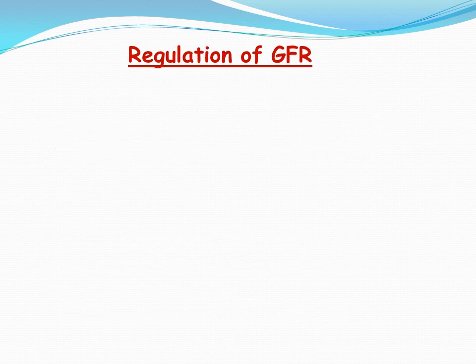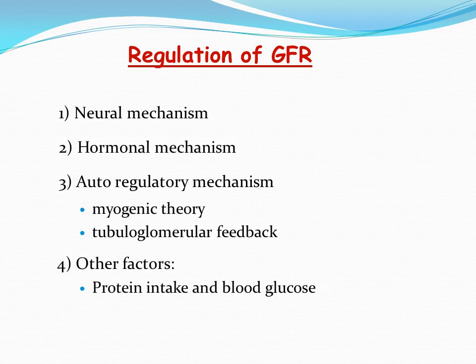Then, briefly, the final portion of today's lecture is the regulation of the GFR. How the glomerular filtration rate is regulated. The mechanisms working here are almost similar to what we discussed with the regulation of the renal blood flow in the previous lecture, so I will not go into detail. That includes the neural regulation of the GFR, hormonal regulation, and autoregulation. In the neural mechanism, activation of the sympathetic system will cause vasoconstriction, and it will decrease the GFR as well as the renal blood flow.